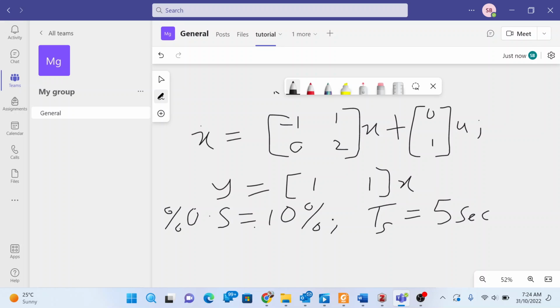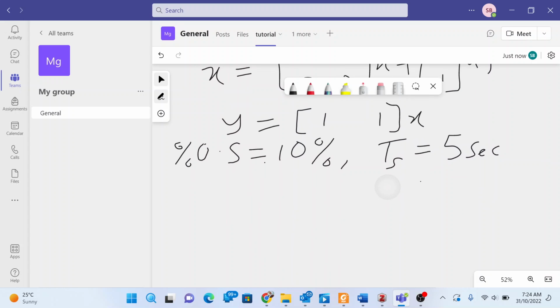Okay, so looking at this particular question, let's say we should design an integral controller to yield a 10% overshoot and 5 second settling time. So those are the questions. The first thing is that for us to start this, we need to get the desired dominant poles, and for us to get the desired dominant poles, we need to solve for the poles.